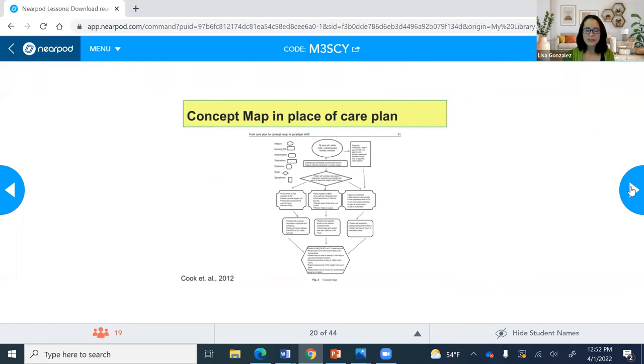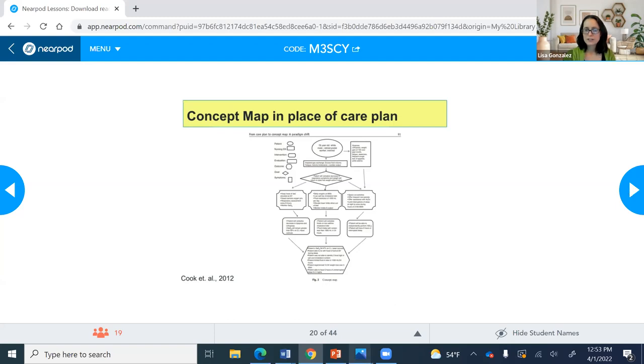So here's one of them right here, Cook et al. I know many nursing programs, including ours, use care planning during clinical as a learning activity for students to help them manage their patient care. So Cook and her colleagues decided that they liked care planning, but they felt like the current nursing care plan format that they were using wasn't really meeting their students' educational needs to develop critical thinking. So they wanted to do a better job at developing critical thinking. They wanted the students to really understand better the interconnection of the patient's data points.